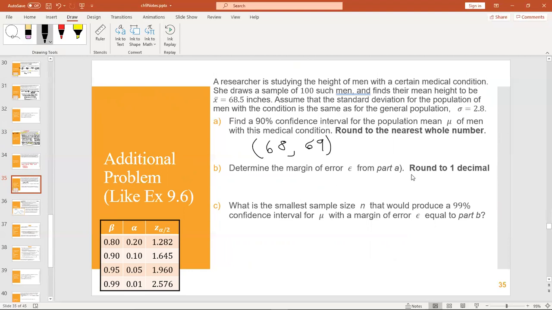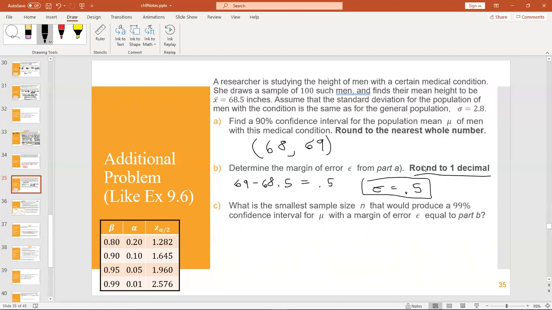All right, determine the margin of error from part A, round to 1 decimal place. So if you do 69, the high end number, minus the average, 68.5, that is going to give you an epsilon of 0.5. That is indeed 1 decimal point. So it's basically off by about half an inch.